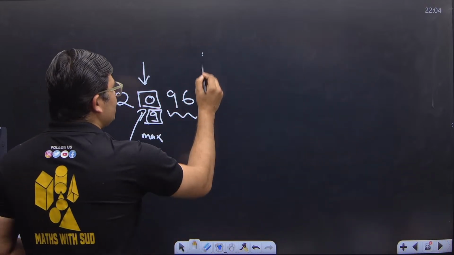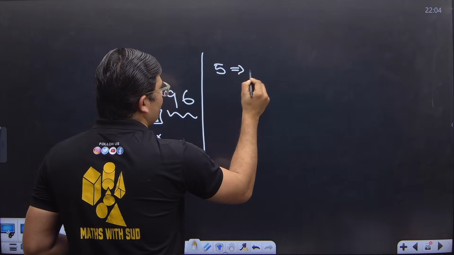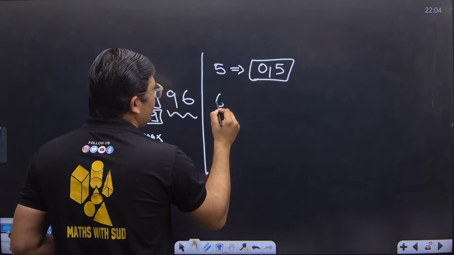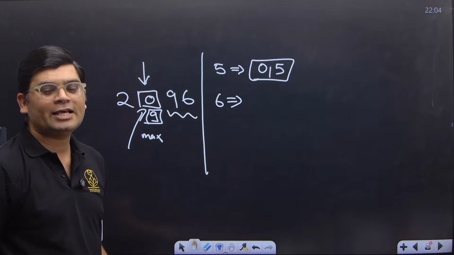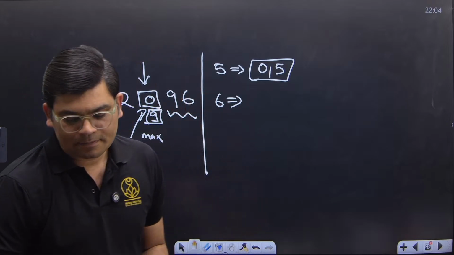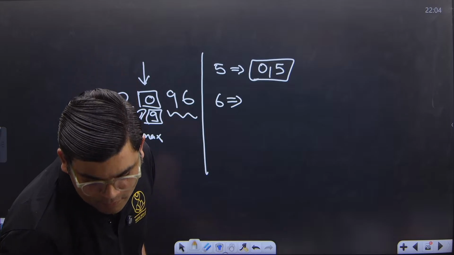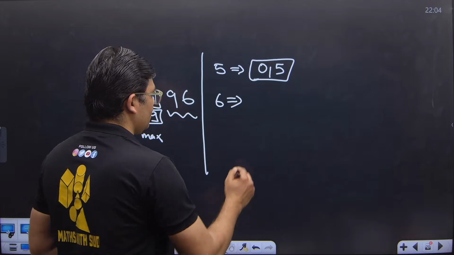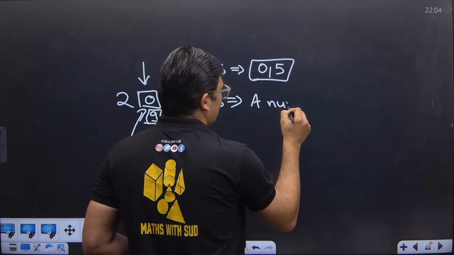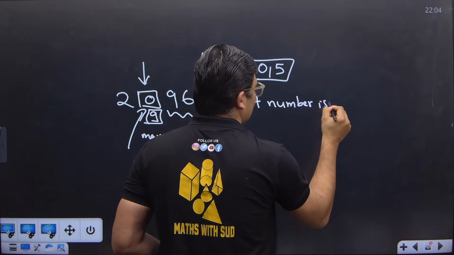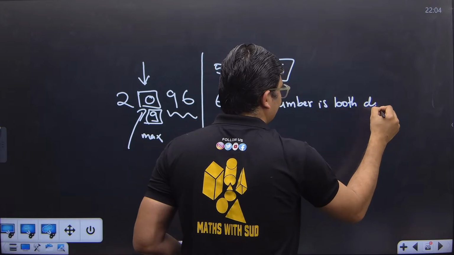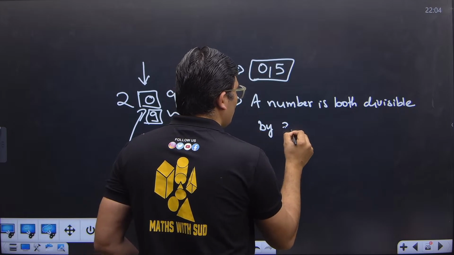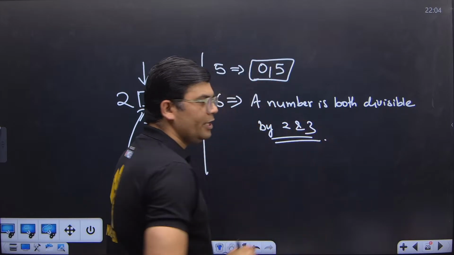Now coming to the divisibility rule for 5, which is very easy. The number has to end with 0 or 5. Now the divisibility rule for 6, which is your first question in the revision exercise. Either the number has to be divisible by both 2 and 3, so a number is divisible by 2 and 3. Clear?